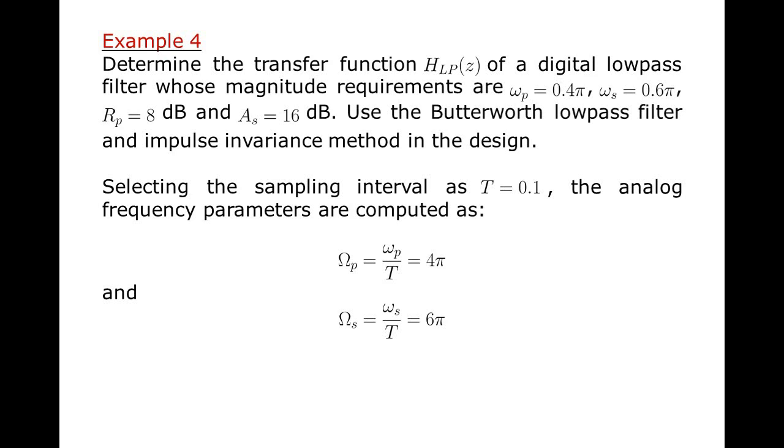Similarly, see example 4, which will give you how to design the Butterworth low pass filter. They provide us the omega p, omega s, then the ripple in the pass band, the ripple in the stop band, and the sampling period. As you know, the relation between the analog and digital filter is linear. So Ωp, the passband cutoff, is equal to ωp by T. It is given 0.4π upon 0.1, which is 4π, and Ωs is ωs by T, 0.6π upon 0.1, which gives 6π.